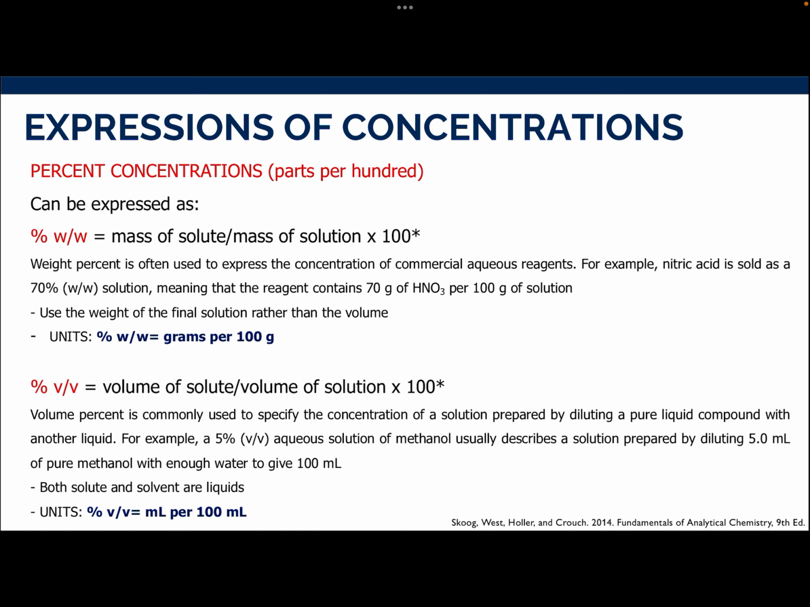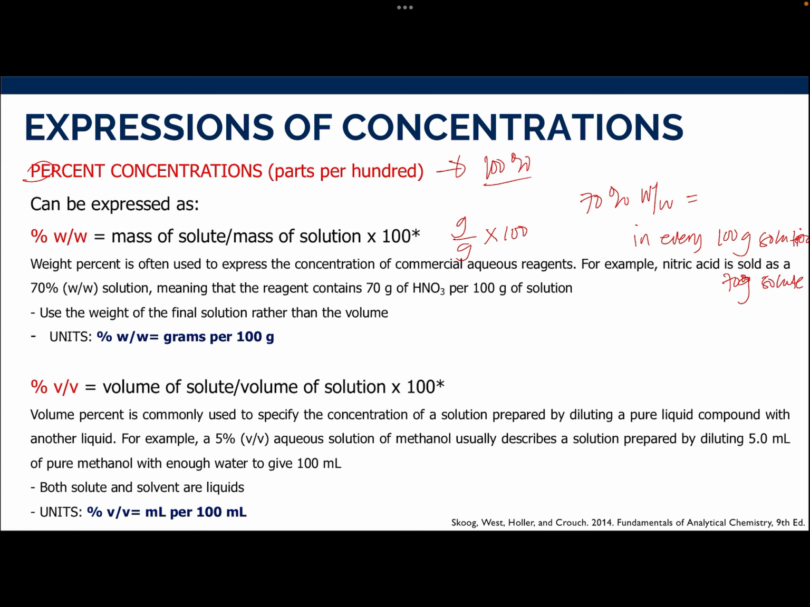So what is the meaning of each of the percent concentrations? Again, percent is multiplied by 100. So we have percent weight over weight. Again, this is gram divided by gram times 100. The meaning of that is, if I have 70% weight per weight, it means in every 100 gram of the solution, I have 70 gram of solute.